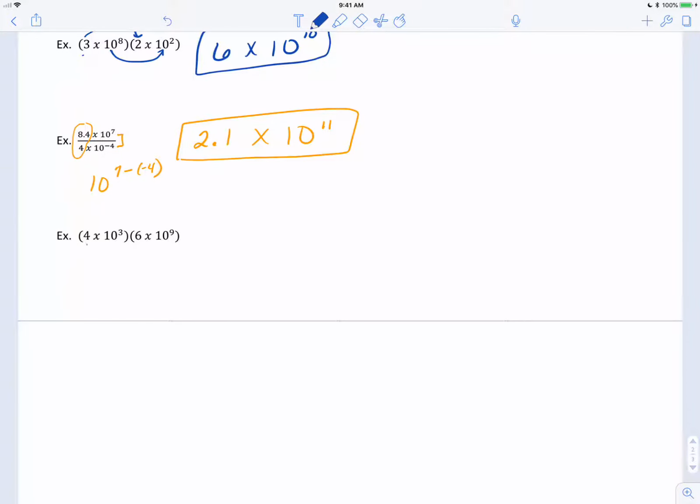Okay, so we're going to do another example. This is a 4 times 6. So that's 24, right? Times 10 to what power? 3 plus the 9. 9, 10, 11, 12, right? So 10 to the 12th power. But what's wrong with this one? Is this correct scientific notation? No, it's not correct. What makes it correct? It's got to have only one decimal space.